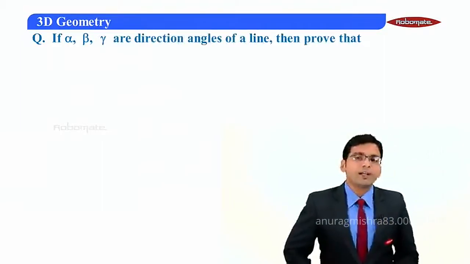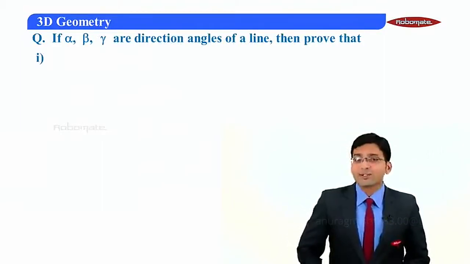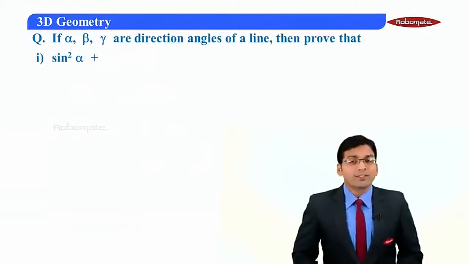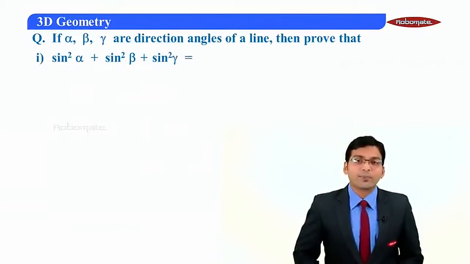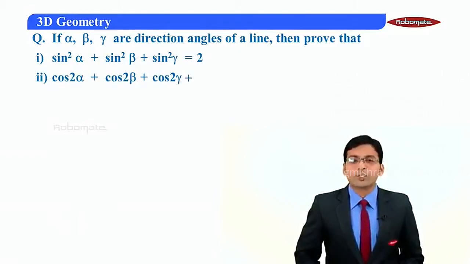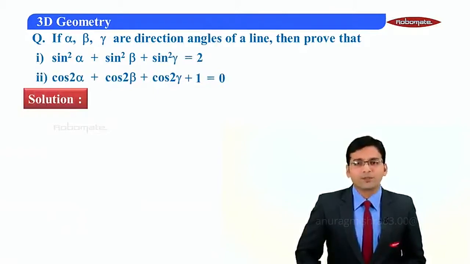If alpha, beta, gamma are direction angles of a line, then prove that sin square alpha plus sin square beta plus sin square gamma is 2 and cos 2 alpha plus cos 2 beta plus cos 2 gamma plus 1 is 0. Let us start with the first.